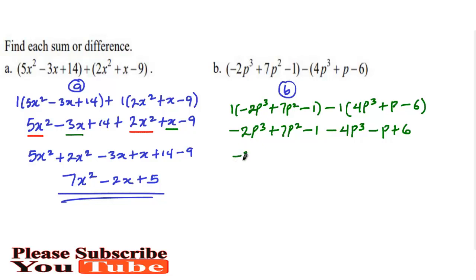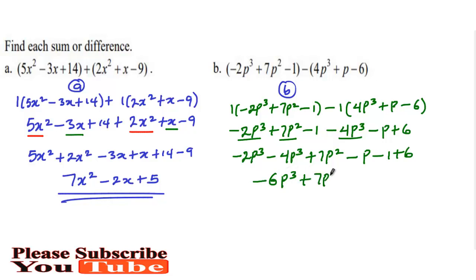So we have minus 2p cubed, then the next term to it, minus 4p cubed. Then 7p squared. Do we have another p squared here? No. Plus 7p squared, then minus p. Then minus 1 plus 6. So minus 2p cubed minus 4p cubed will give us minus 6p cubed. Then plus 7p squared, then minus p. Minus 1 plus 6 is plus 5. So this is the final answer.